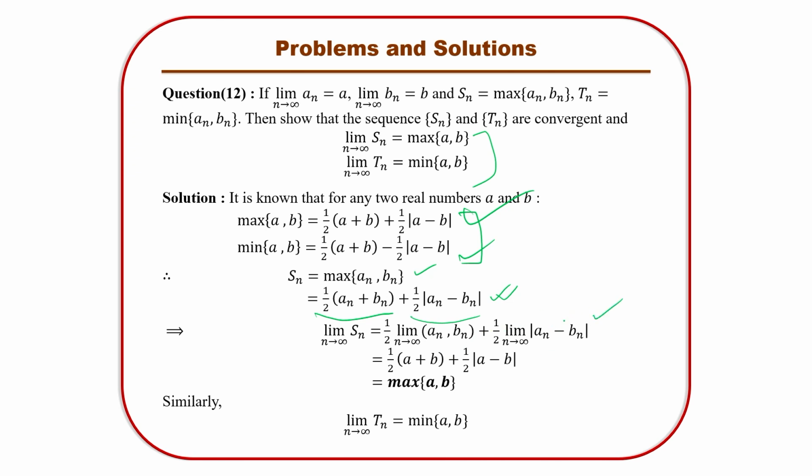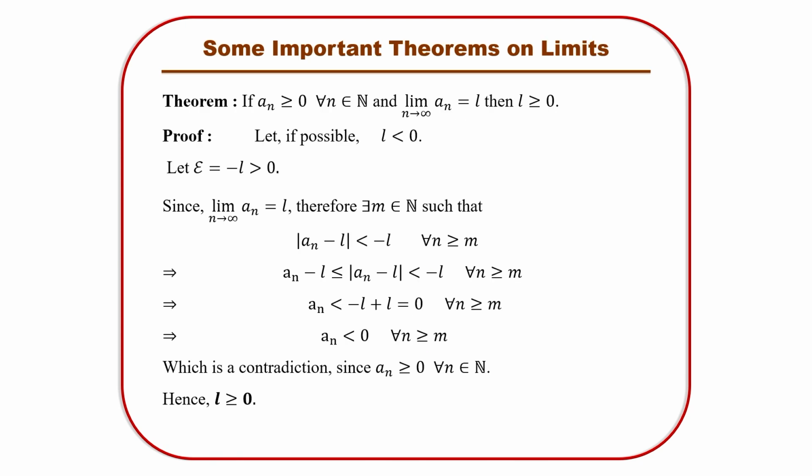And what will it give you? This will give you half of (a plus b), and this will give you half of modulus of (a minus b), right? This one is here, this one is here. So that is the maximum of a, b. So that's the proof, and on similar lines you can prove it for Tn, which is the minimum of an and bn, and that is one more question.